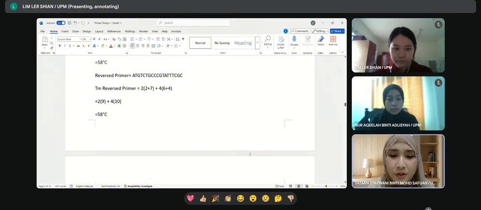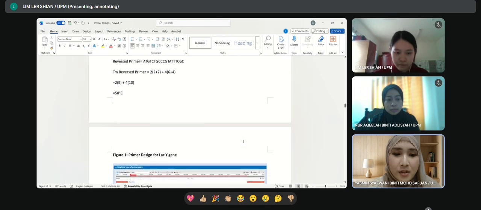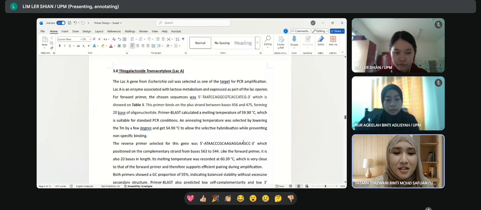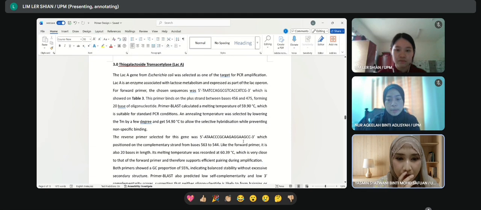Next, I will continue for the second sequence, which is the lacA gene. So firstly, I want to explain the function of lacA first. The lacA gene also includes thiogalactoside transacetylase, just like Lucian said before.